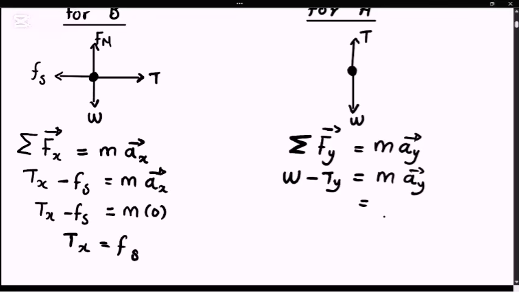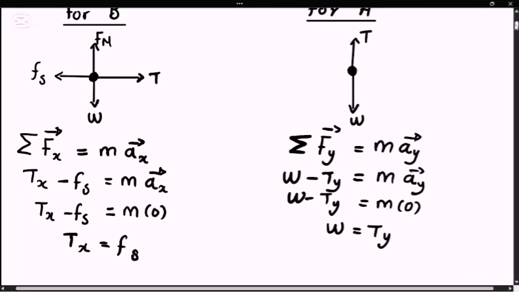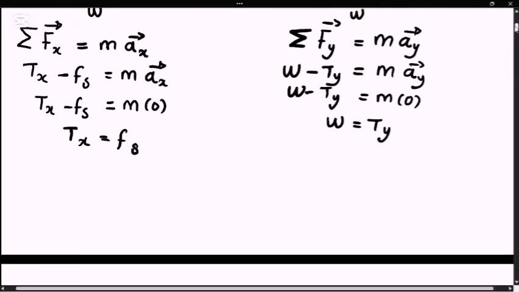And again, if object A is attached to object B, which means they share the same acceleration, which is 0. So you multiply your mass with 0, which will make your weight minus the tension along the y equal to 0. Then you take tension along the y to the other side, and you will have your weight equal to your tension along the y.